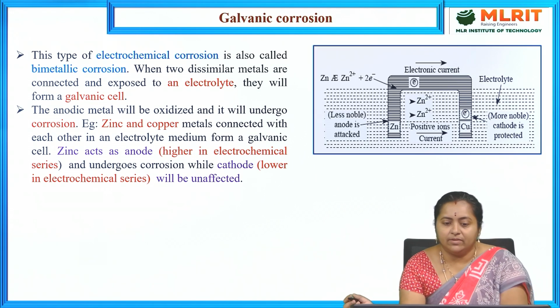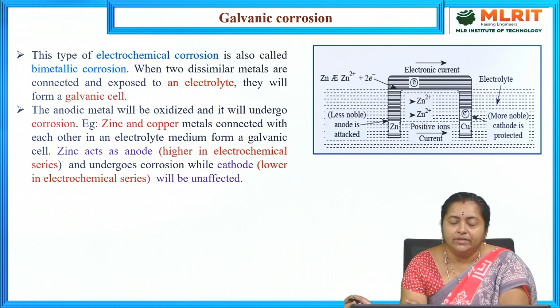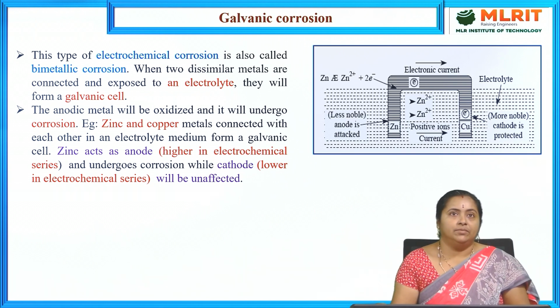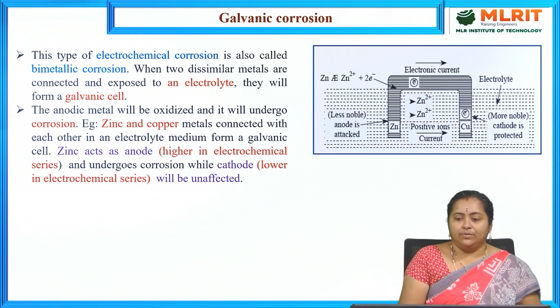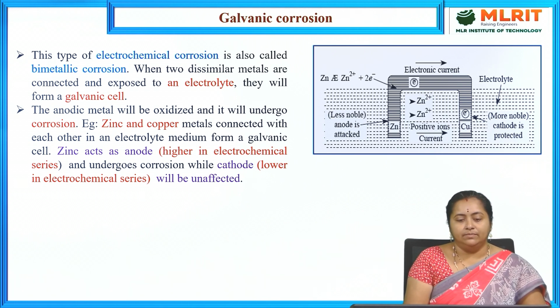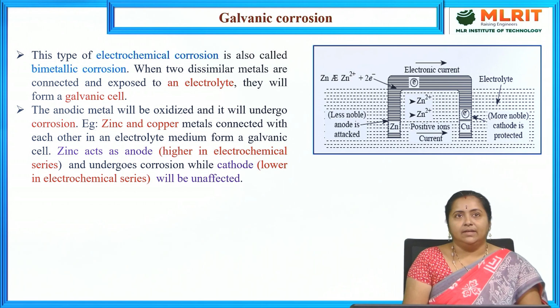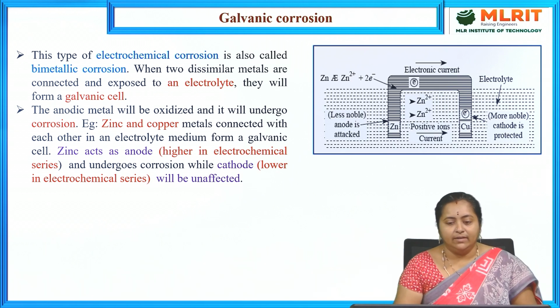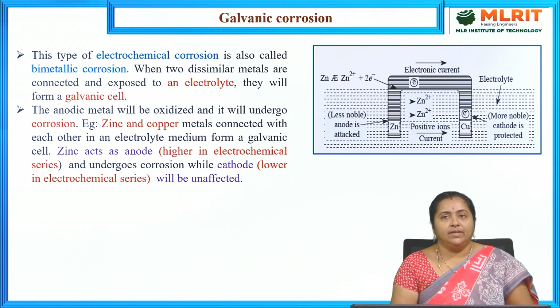So, this type of corrosion is defined as the process in which, if bimetallic compounds are present, they are able to form one electrochemical cell on the surface of the metal. So, let us see how it is. This type of electrochemical corrosion is also known as bimetallic corrosion, and it is defined as when two dissimilar metals are connected and exposed to an electrolyte, they are able to produce one galvanic cell.